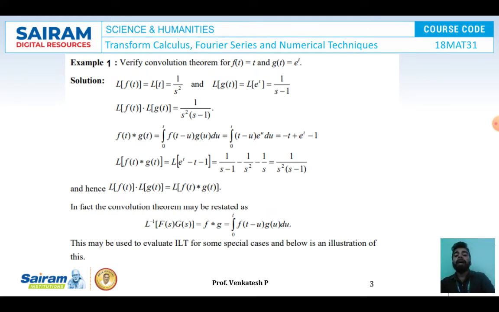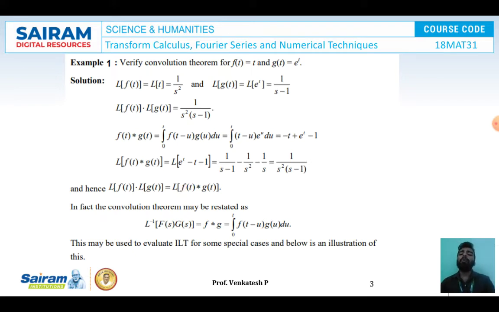Therefore, the Laplace transform of f of t star g of t will be equal to the Laplace transform of e power t minus t minus 1. Expanding this, we get the Laplace transform of e power t minus the Laplace transform of t minus the Laplace transform of 1. This is equal to 1 by s minus 1 minus 1 by s square minus 1 by s. By taking the LCM, we get 1 by s square into s minus 1. By combining these two, we can say that the Laplace transform of f of t into the Laplace transform of g of t is equal to the Laplace transform of f of t star g of t.